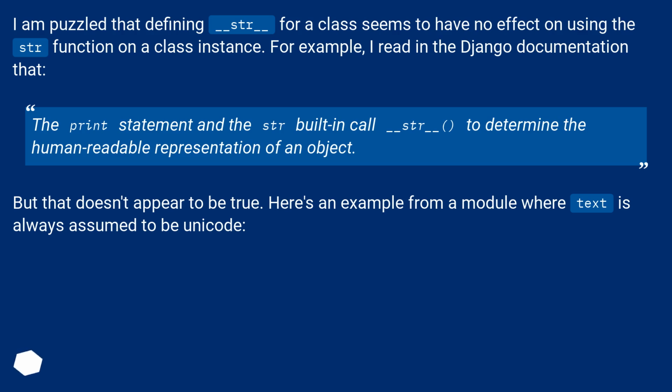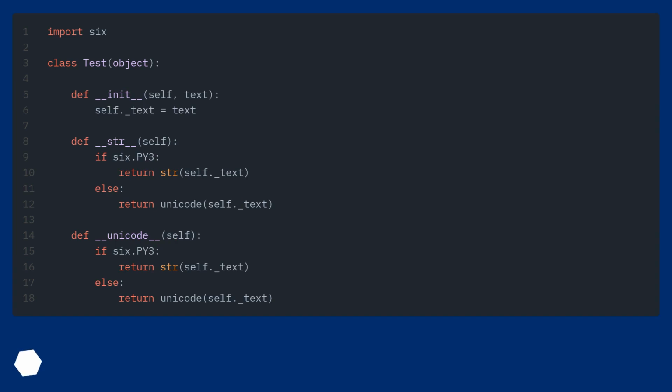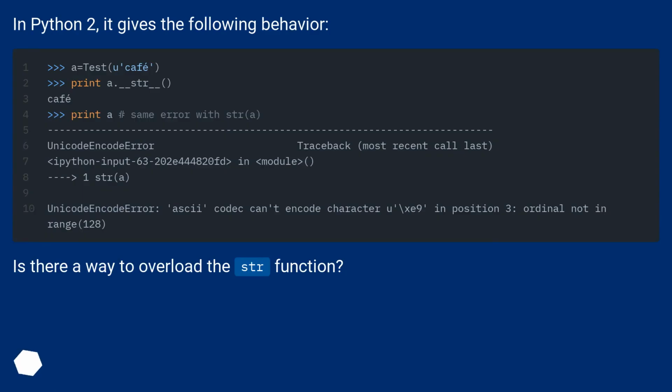Here's an example from a module where text is always assumed to be Unicode. In Python 2, it gives the following behavior. Is there a way to overload the str function?